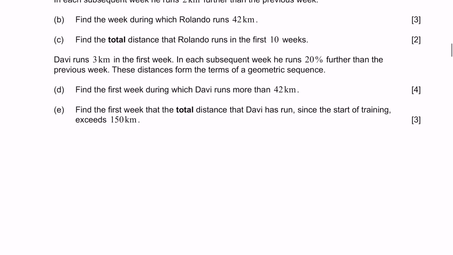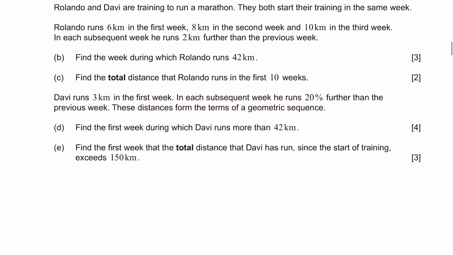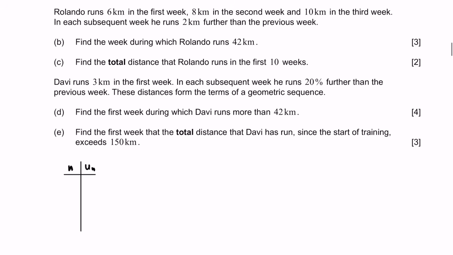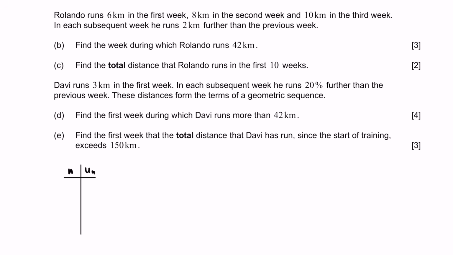And we'll work with this arithmetic sequence. I often think for arithmetic sequence, tables are quite good. So I'm going to set up a table just really quick. Here we have n, term number, un, value. We could have written d here if we wanted, but d is often given for common difference, so I didn't want to confuse it. So 6 kilometers in the first week, 8 kilometers in the second, and so on.